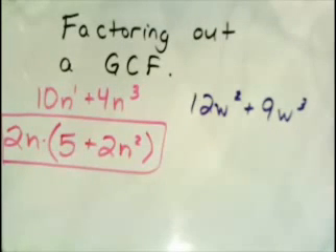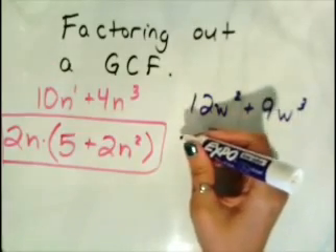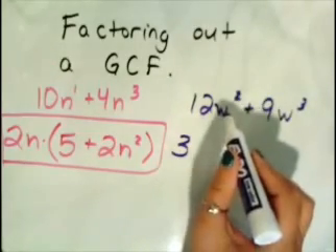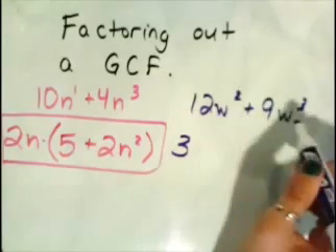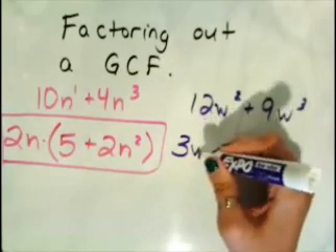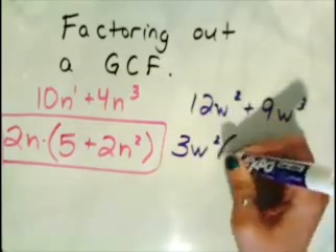So let's try the other one, 12 and 9. So 12 and 9 I think are both divisible by 3. And they both have at least w squared. That one has w squared and that one has more than w squared. So they all have at least w squared in common.